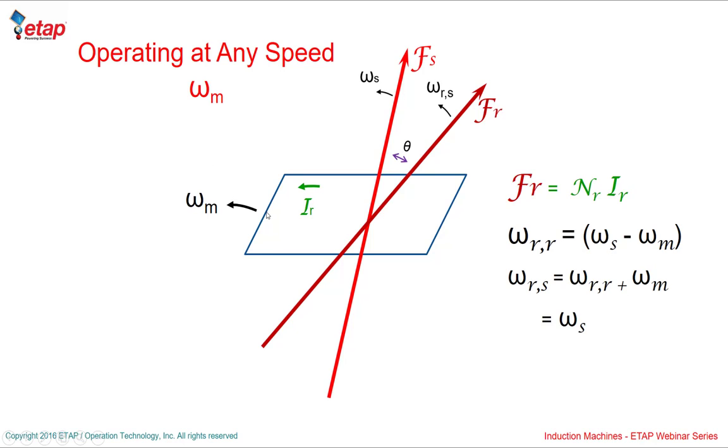And that would be omega s minus omega m, the difference between the speed of omega s and the speed of omega m. Of course, if omega s and omega m are equal to each other, what are we doing? We are not generating any MMF in the rotor, and therefore omega rr would be 0.